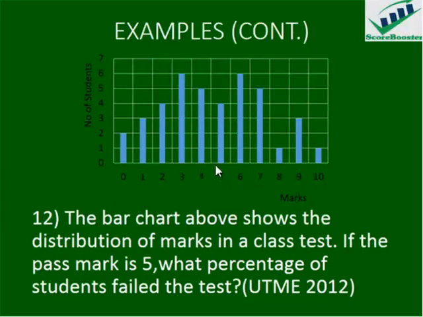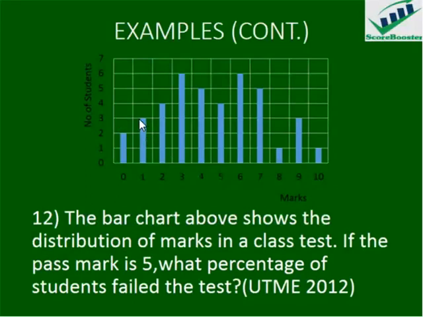So, we were already told from the question that 5 is the pass mark. So if you have 5 and above, you pass. So for you to know the number of students that failed, they will have the marks 4, 3, 2, 1, or 0. So those are the marks the students that failed have. And we know that the number of students that have 0 mark is 2. The number of students that have 1 mark is 3.